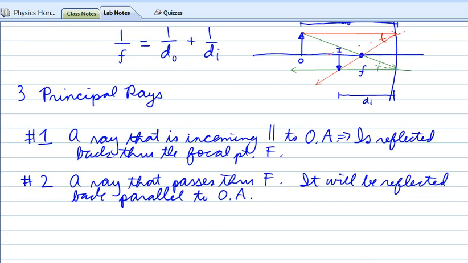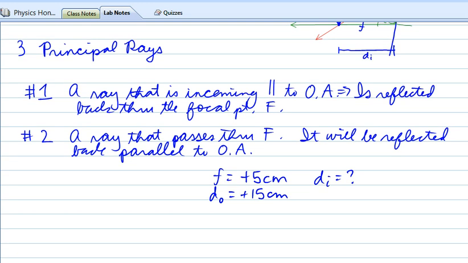Let's say for funsies that f is plus 5 centimeters because it is a concave or converging mirror. Let's say that DO is plus 15 centimeters. Why? I'm just making easy numbers. Let's find DI. So this is like an easy practice problem.